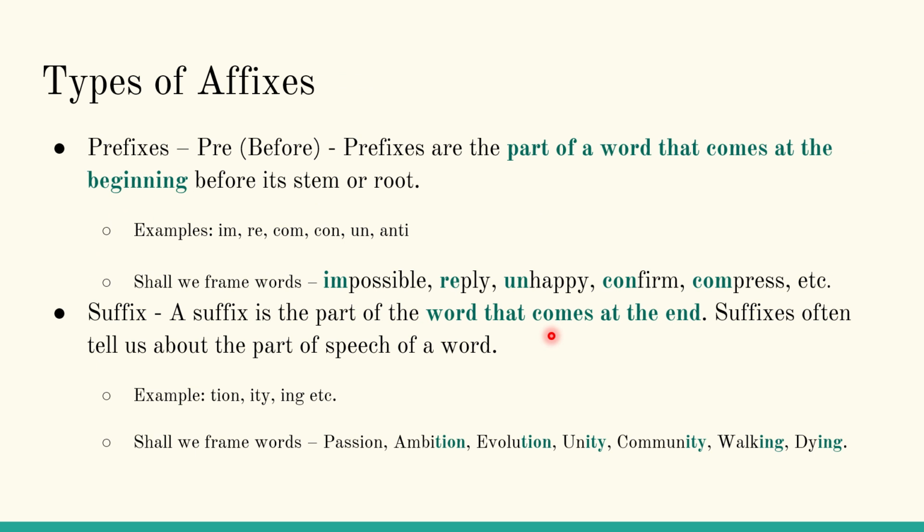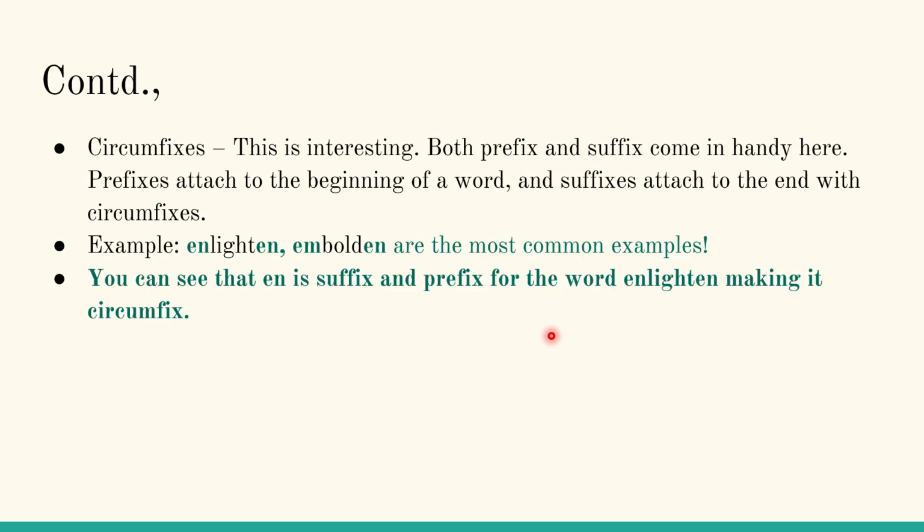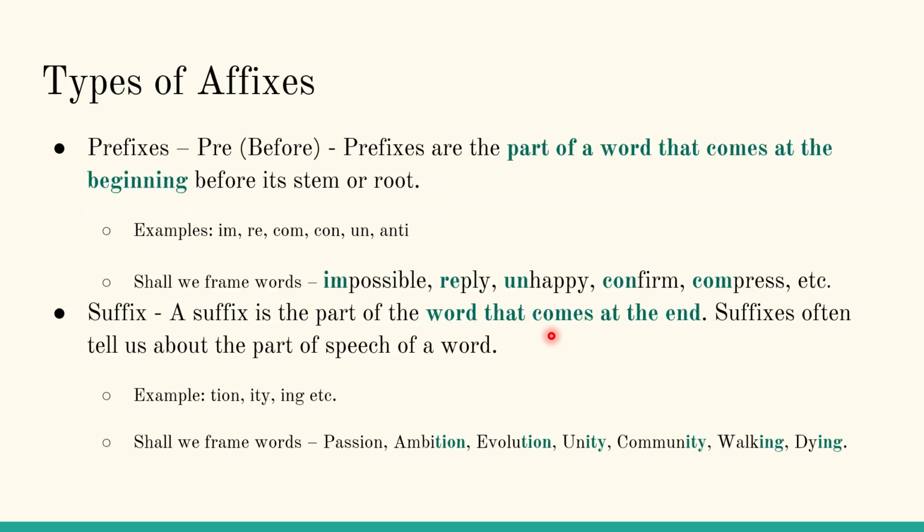There are some types of affixes like prefix, suffix, infix and circumfixes. There are 4 types actually. So we are going to go one by one with a simple example that will help you in understanding things clearly. First one is prefix. What is pre? Pre means before. Prefixes are nothing but the part of a word that comes at the beginning of the stem or root. Stem and root are interchangeable. I can use them the way I want. I can call it stem or I can call it root. Don't worry about it. Now when I add something to a word before it, I call it prefix.